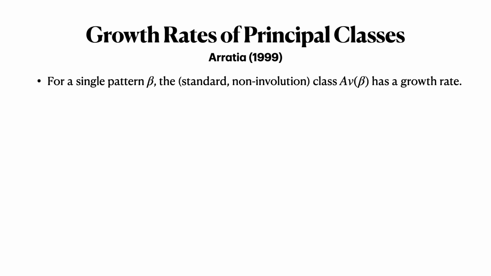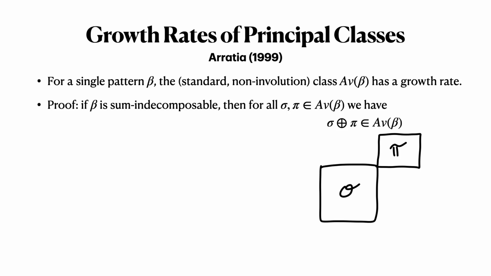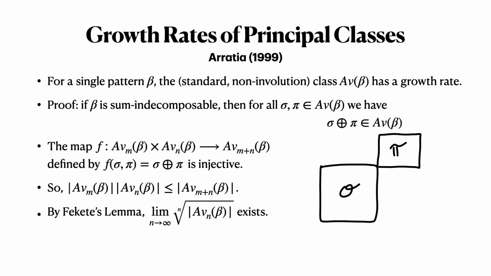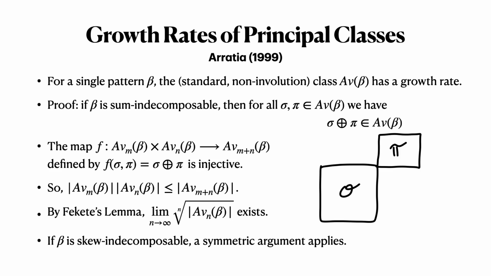In the case of regular permutation classes, any class that avoids a single pattern has a growth rate. If beta is some indecomposable, then you can take 2 beta-avoiding permutations and join them together like this, and the result will still avoid beta. This joining map is injective, and so this inequality on the counting sequence holds. Such a sequence is called supermultiplicative, and Fekete's lemma implies that the growth rate exists. If beta is skew indecomposable, then a symmetric argument applies.